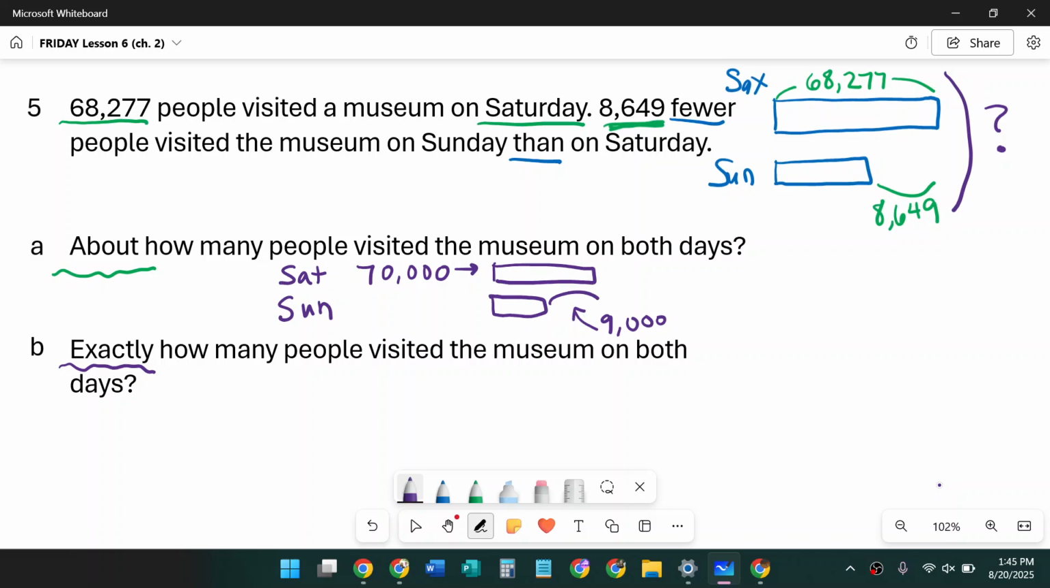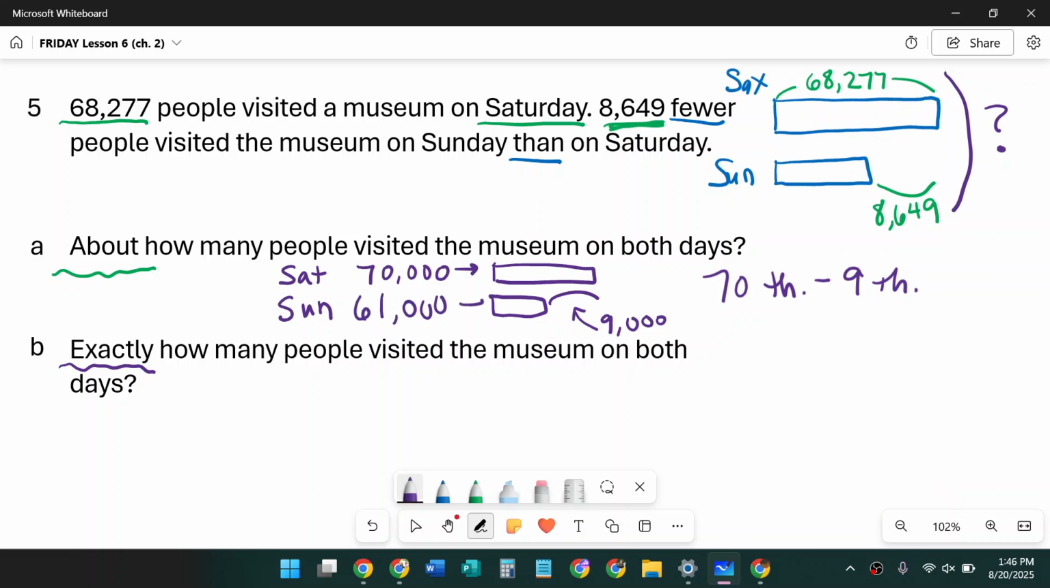So if I have 70,000 and part of that is 9,000, the other part of that would be 70,000 minus 9,000. In other words, if I think of it just as thousands, I would say 70,000 minus 9,000. So I can just do 70 minus 9, and that'll tell me how many thousands. So 70 minus 9 is 61.